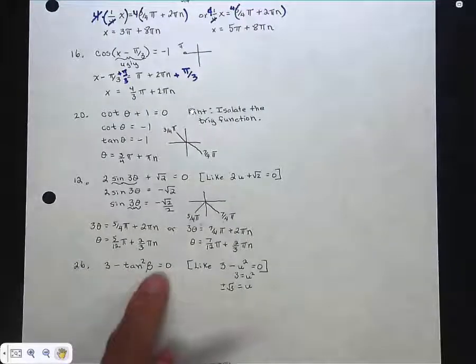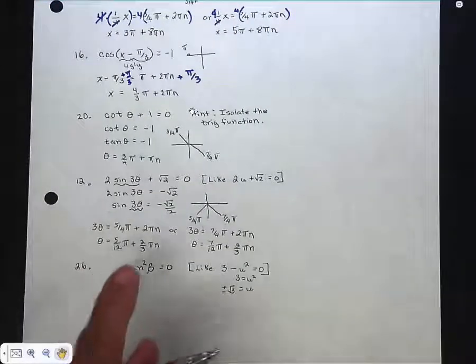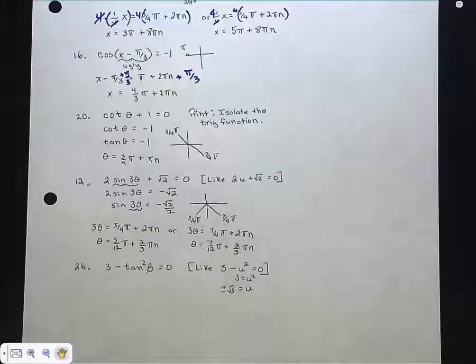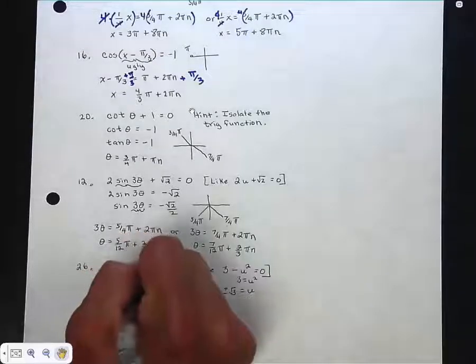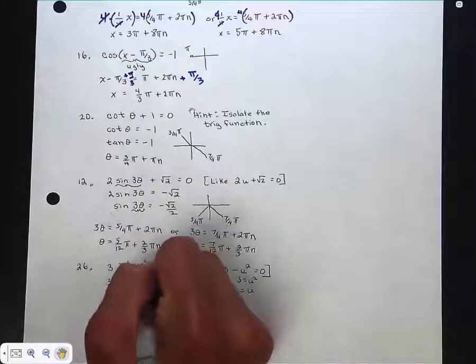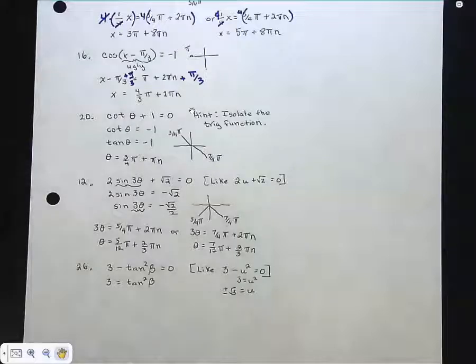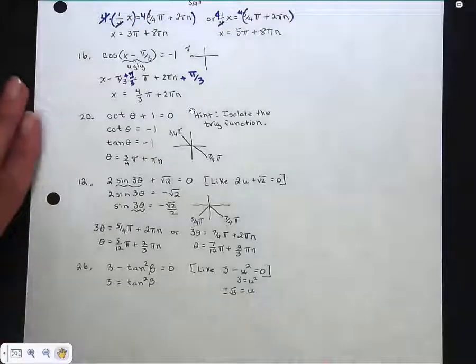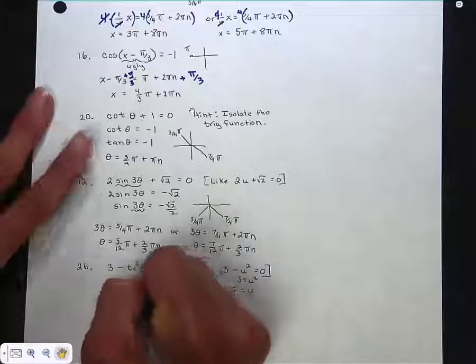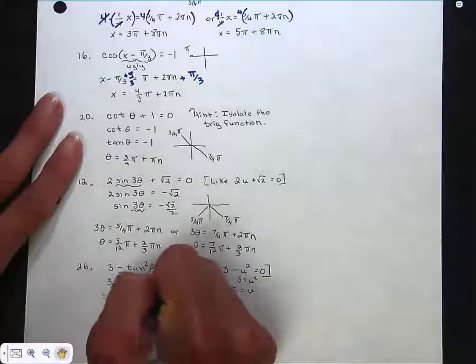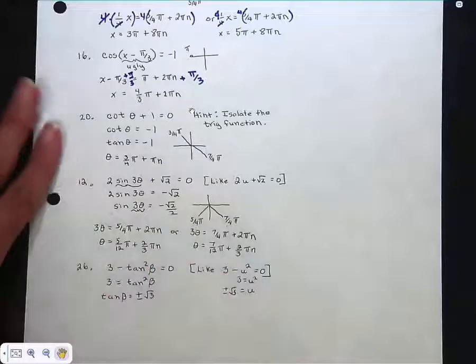This is the same thing with tangent beta in place of u. And I solve it the exact same way. I would add tangent squared beta to both sides, and I would take the square root of both sides, not forgetting that I get both a positive and a negative solution. I'm going to turn this around. I'd rather have the tangent on the left-hand side. So tangent beta is positive square root of 3 or negative square root of 3.